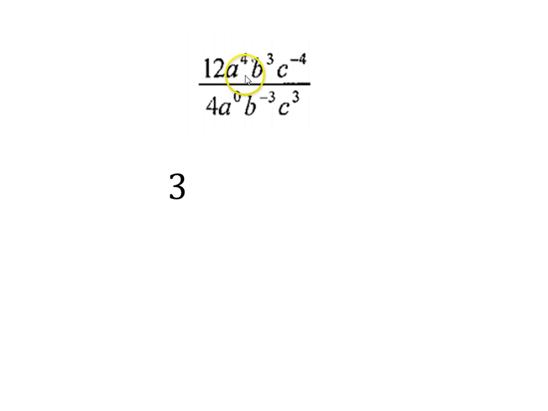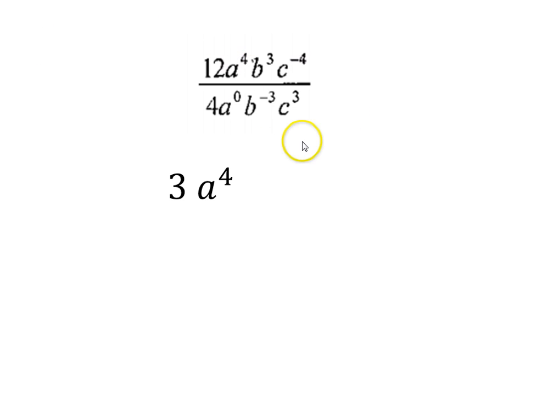Then we have a to the 4th over a to the 0 power. And we're going to use the quotient of powers property here that says if we divide two things that have the same base, we are going to subtract their exponents. So I'm dividing a by a, so I'm going to subtract the exponents here. I'm going to do 4 minus 0, which is 4. So we get a to the 4th.